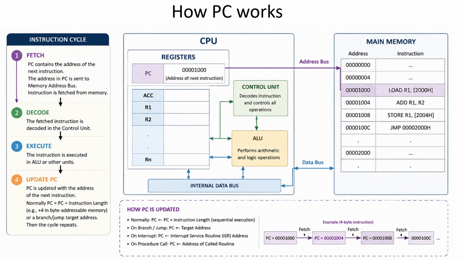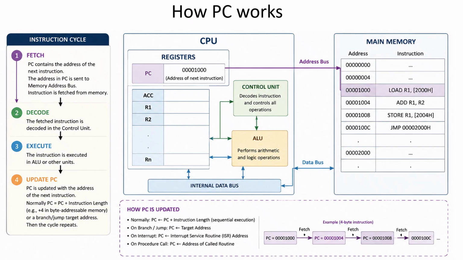For example, if an instruction occupies 4 bytes and the current PC is 1000, the next sequential instruction may be at 1004. But there is an important exception. If the current instruction is a branch or jump, the PC does not simply increase to the next sequential address. Instead, it is loaded with the target address. Similarly, during an interrupt, the PC can be loaded with the address of the appropriate interrupt service routine. During a procedure call, the control flow can move to the address of the called routine.